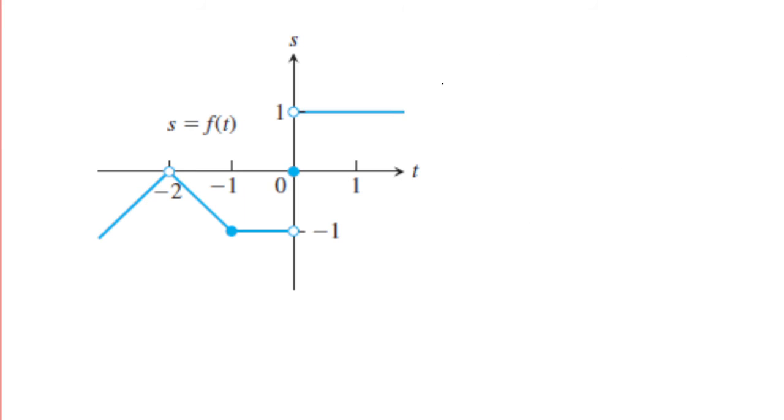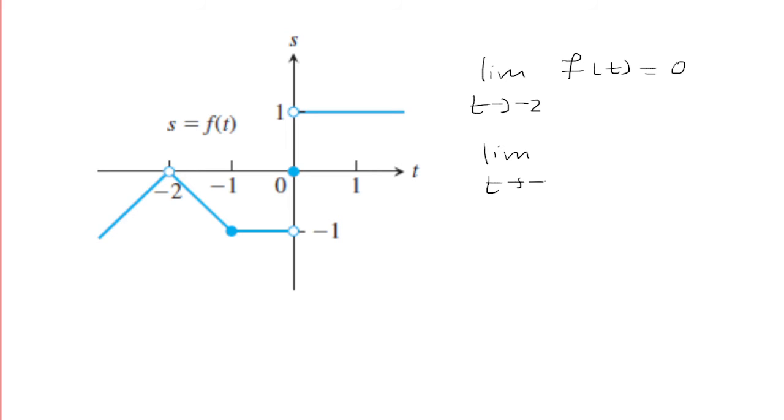Okay, next example, we have s equals f of t. Let's evaluate the limit as t approaches -2 of f of t. So -2 is over here. Coming in from the left, we approach 0. Coming in from the right, we also approach 0. So we say the limit is 0.